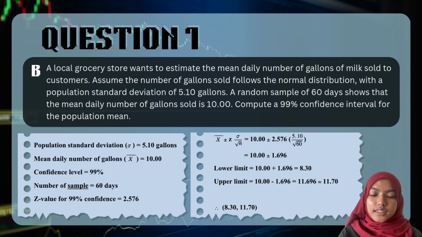So the answer of this question is the 99% confidence interval is 8.3 and 11.7. This means the store can be 99% confident that the true average number of gallons of milk sold per day is between 8.3 and 11.7 gallons.